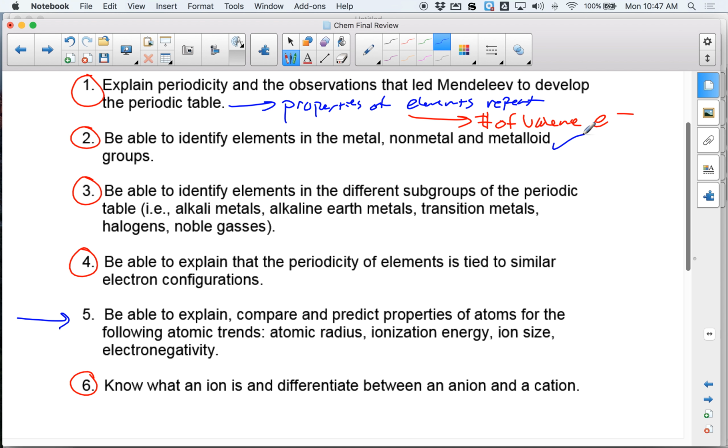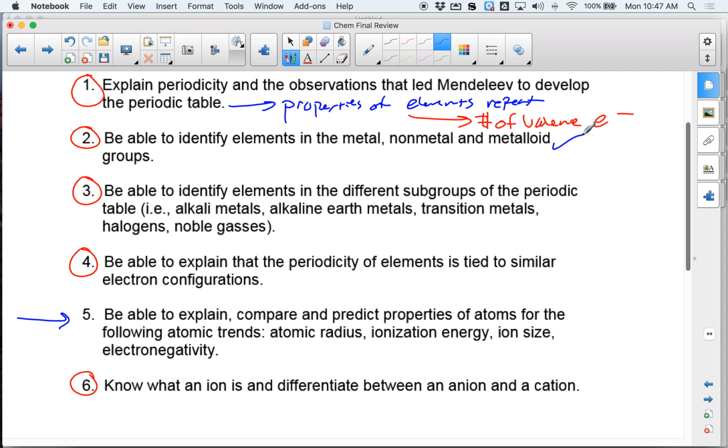We don't have specific names for those. Mostly the reason why is because of that stair step. They differ in properties so much that we haven't really said, oh, this is a whole group. But sometimes we call this stuff the boron group or the carbon group or the nitrogen group or the oxygen group.